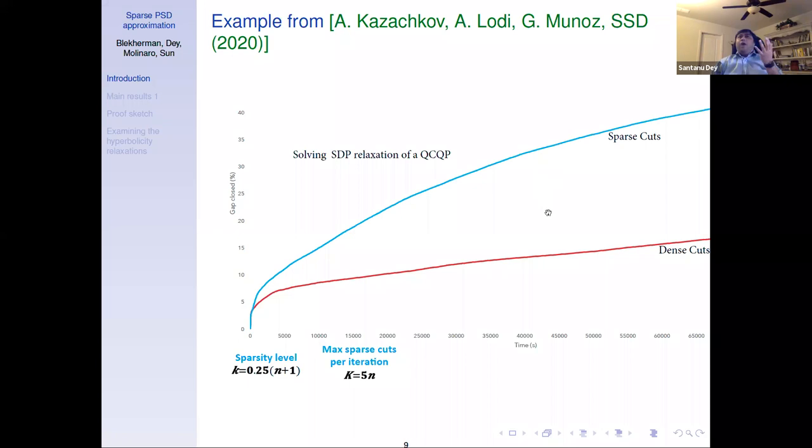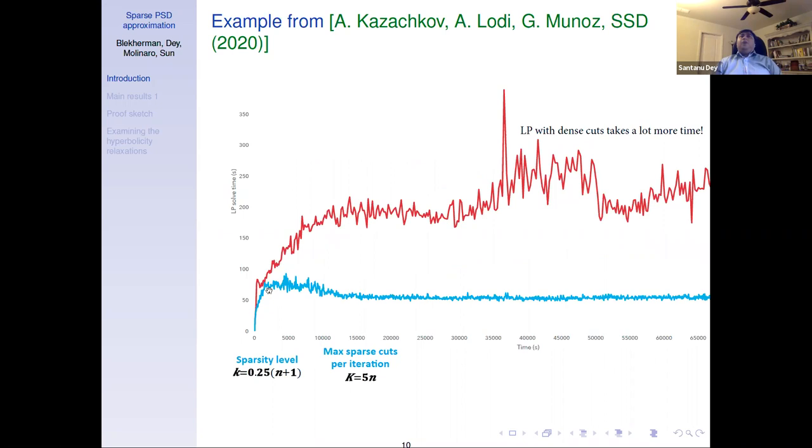And why is this happening? There's nothing magical about these sparse K by K submatrices and the linear implications from them. It's just that the LP solver works so much better with these sparse cuts that the number of rounds of cuts that can be done in the same amount of time is much more. This is a figure for the same instance where the red curve is the amount of time it takes to solve the LPs with dense cuts, and the blue curve is for the sparse cuts. You can see that for the sparse cuts, the time remains about the same. In fact, there were some instances with the dense cuts where this went up and up and up like that, and that really hurt you.